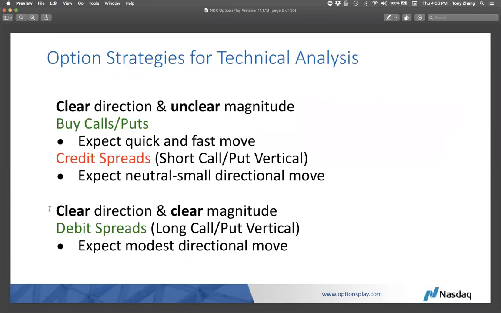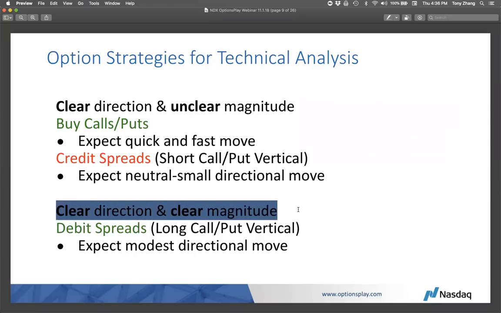Second type of technical analysis that you'll come across is when you have a very clear sense of direction and you also have a very clear sense of magnitude. There are many examples of technical analysis, such as support and resistance levels, where you have a pretty clear idea as far as when you should enter the trade, and you also have a pretty clear target price as to where you think that asset's going to go to.